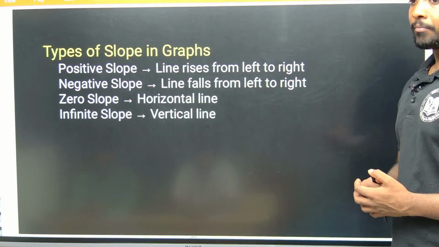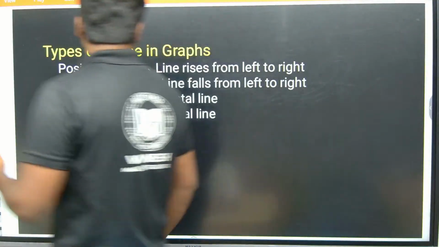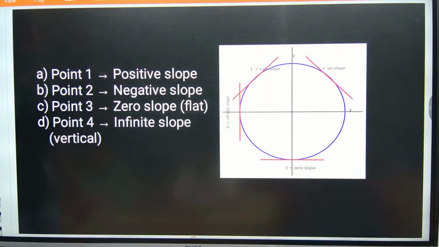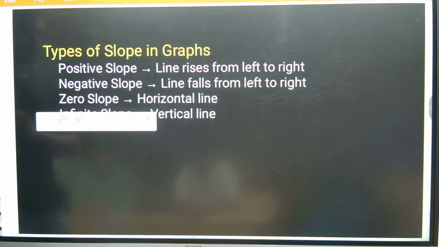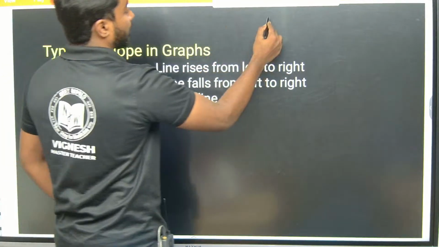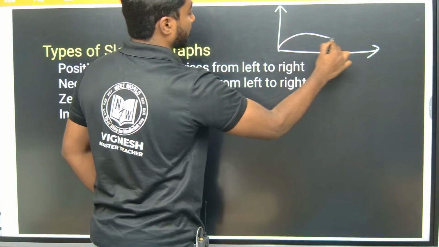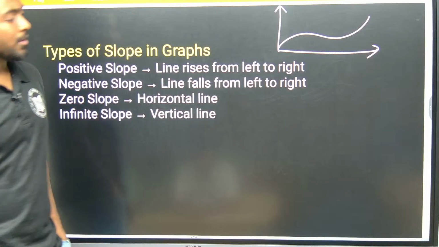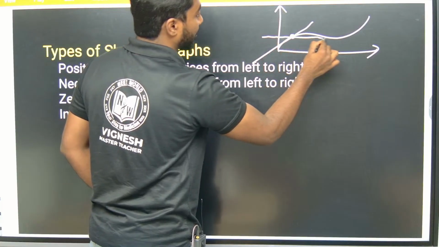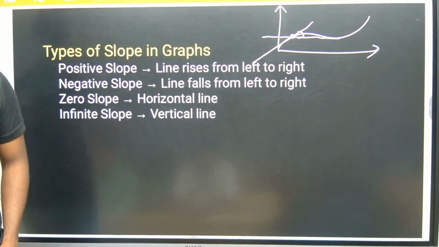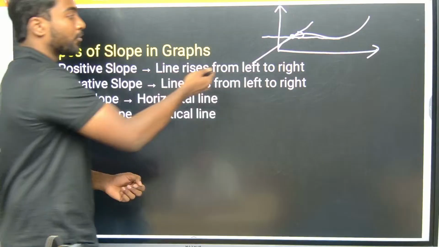Types of slope in graph. Positive slope, negative slope, zero slope, infinite slope. Right now we have discussed positive, negative, and then zero, infinity. If I draw a graph like this, suppose I want to find the slope at this point, I will draw a tangent like this. If I extend the horizontal line, it is increasing, that is positive. So the line rises from left to right. Left to right, it is rising.